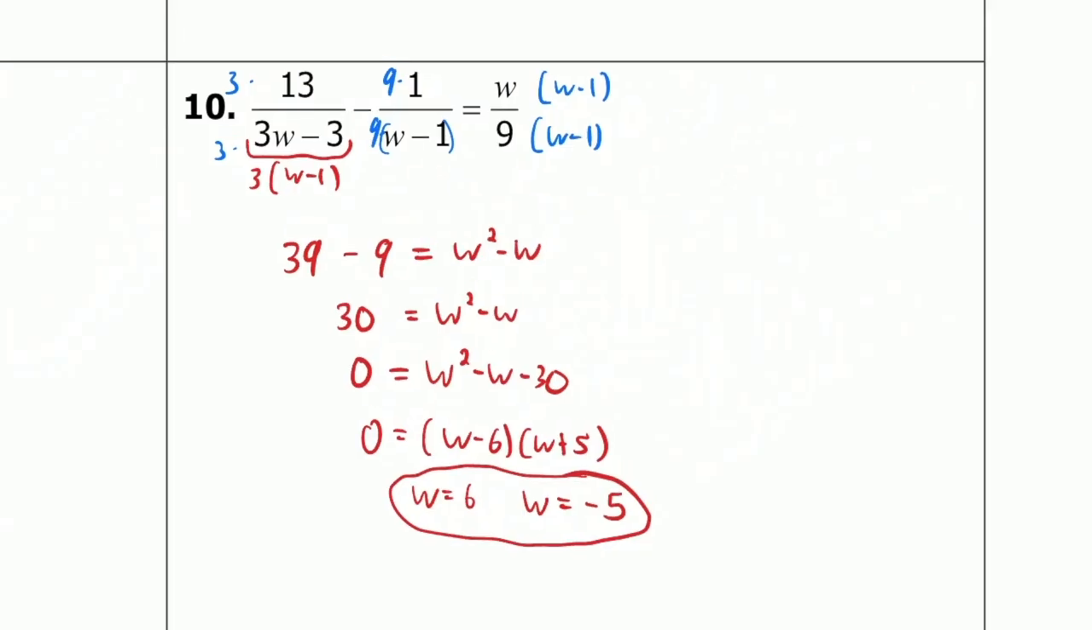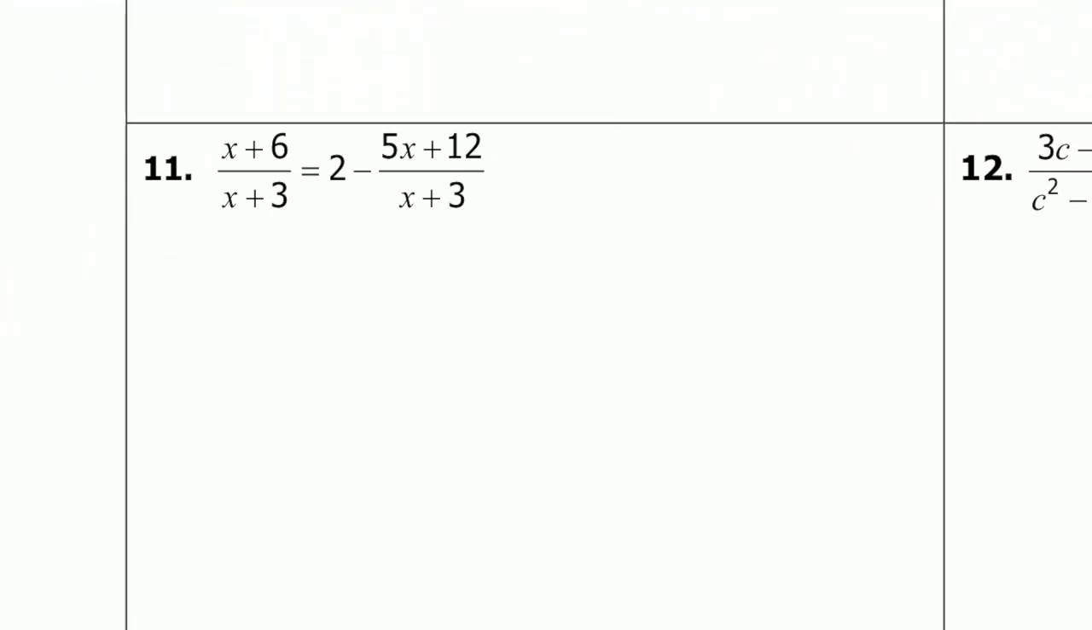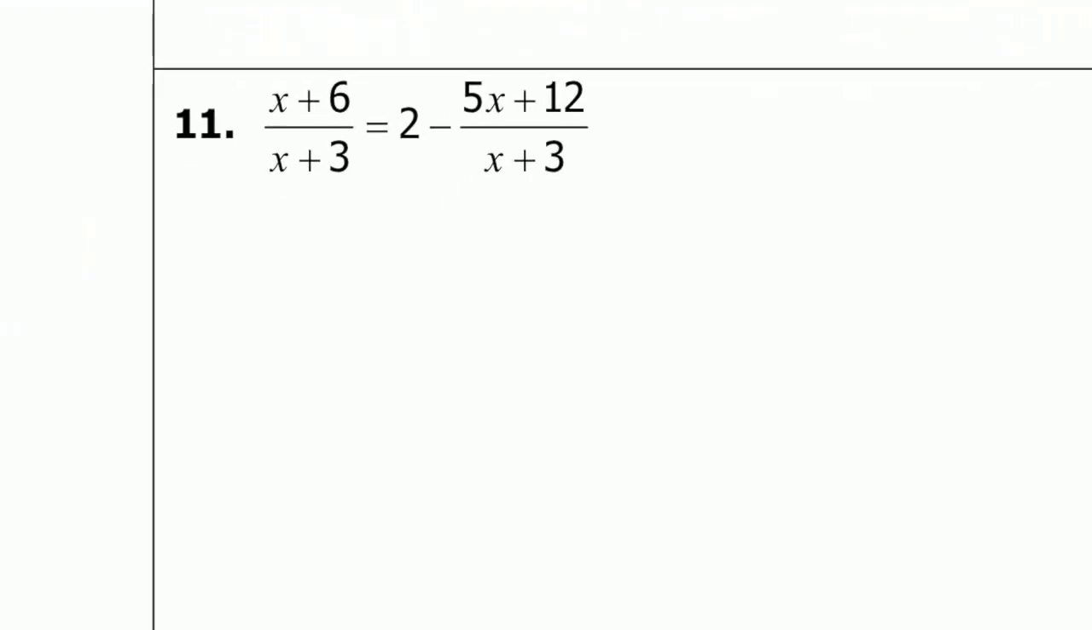Yeah, this one again, least common denominator. The least common denominator that we can have here is 9 times w minus 1. Okay. Number 11. Two of them already have a w plus 3, so that's kind of nice. We just need to get w plus 3 under 2 here. So I'll multiply that by w plus 3 on my numerator and my denominator.